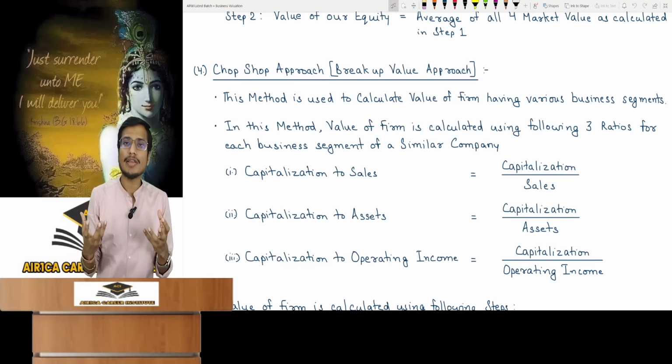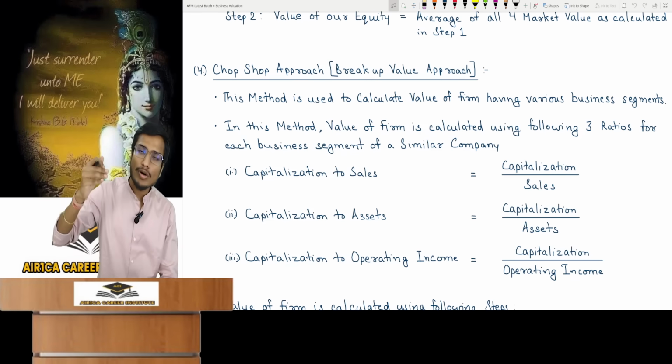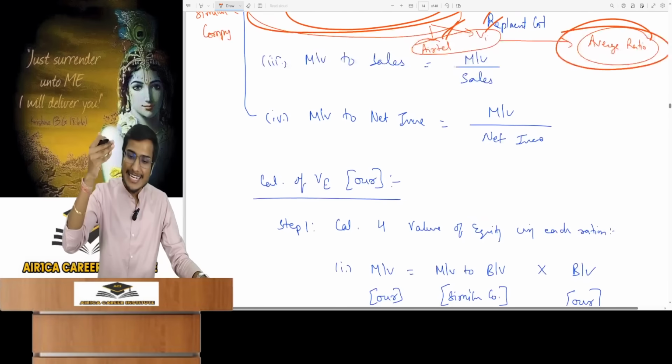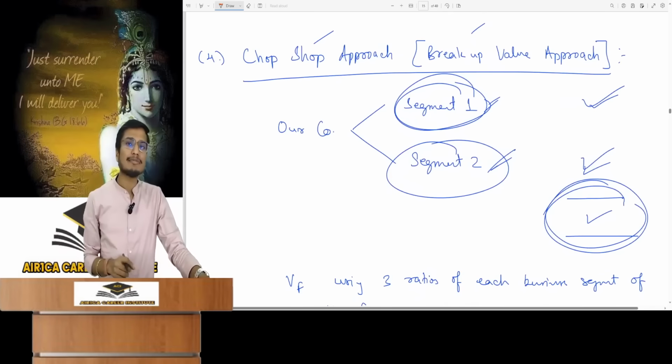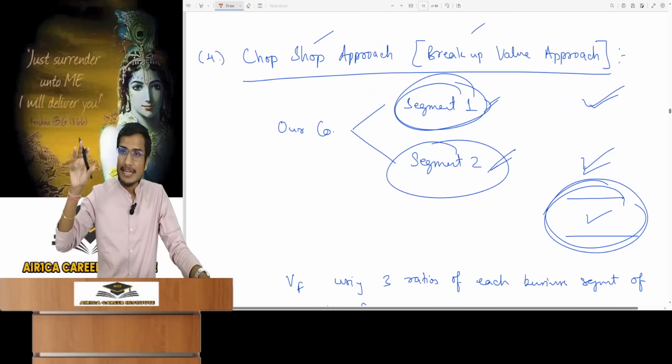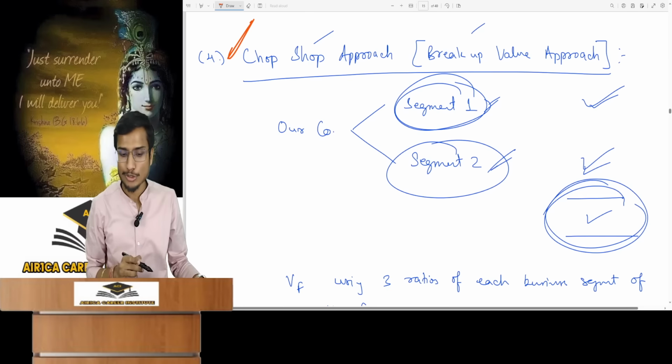If such a company wants to find its firm's value, then in that particular case, the company divides itself into various segments, essentially like a chop shop. It breaks it up completely. This is a company that has broken itself up into different segments. It's divided into segments and pieces, and that's why this method is called the chop shop or breakup value approach.